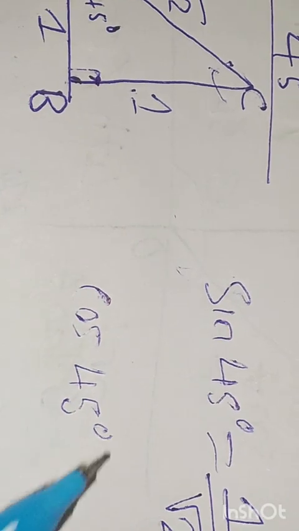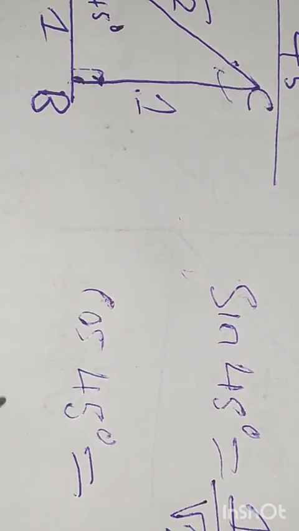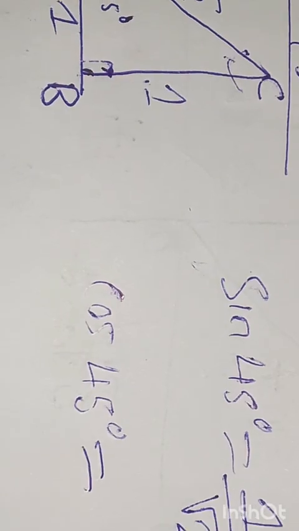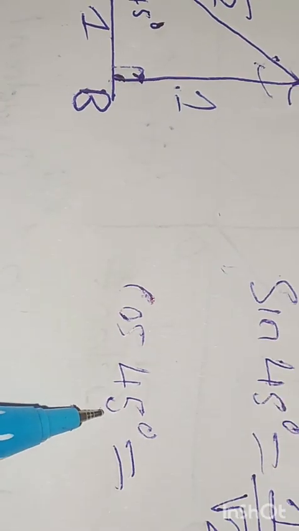Then we go to cos 45 degrees, which is equal to adjacent over hypotenuse, 1 over root of 2, also giving us root of 2 over 2. Then you go to tan. So tan 45 degrees is equal to, tan is given by opposite.